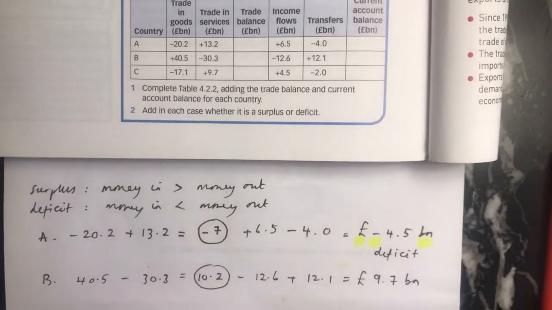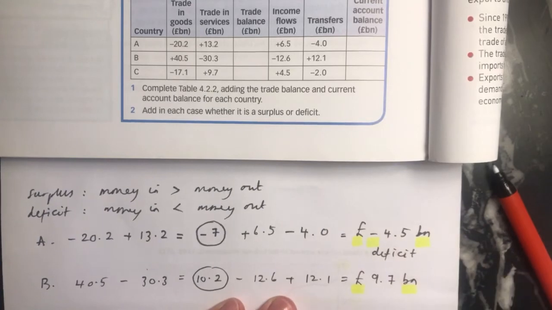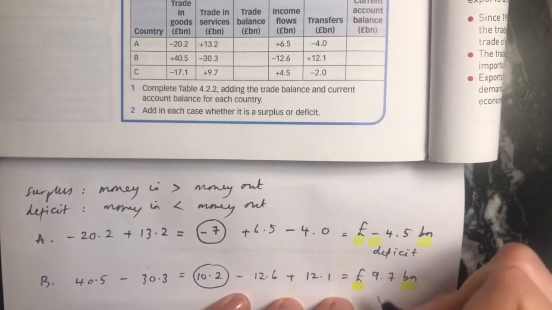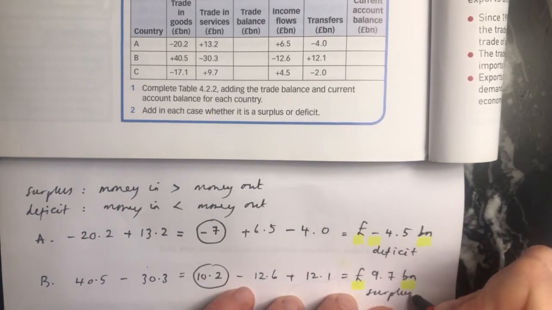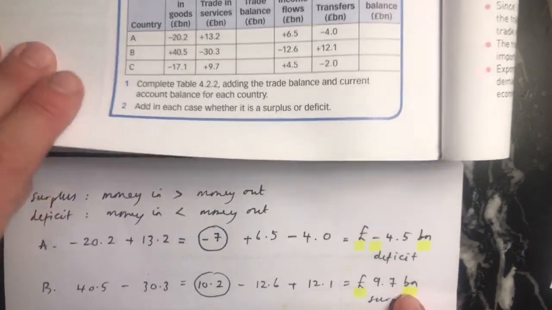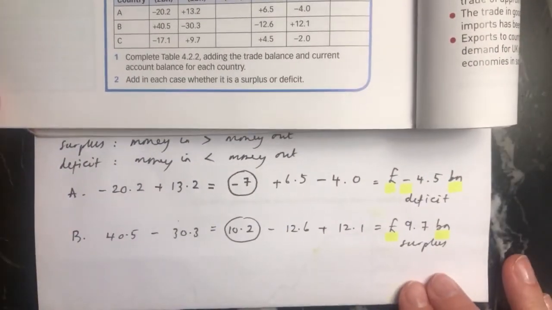That's really important. And this one, so pound sign, billions of pounds. This is not a negative number, it's a positive number. So this means that we have a surplus on the current account of the balance of payments. I'm going to do the last one at the bottom. Leave the paper there. So the last one, C.